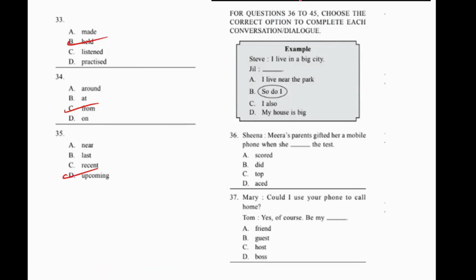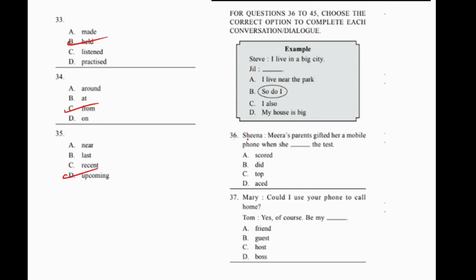Next, the third section, spoken and written expression. For questions 36 to 45, choose a correct option to complete each conversation or dialogue. For example, Steve says, I live in a big city. Jill says, so do I. It means Jill is also living in a big city. Likewise you have to answer this type of conversation questions.